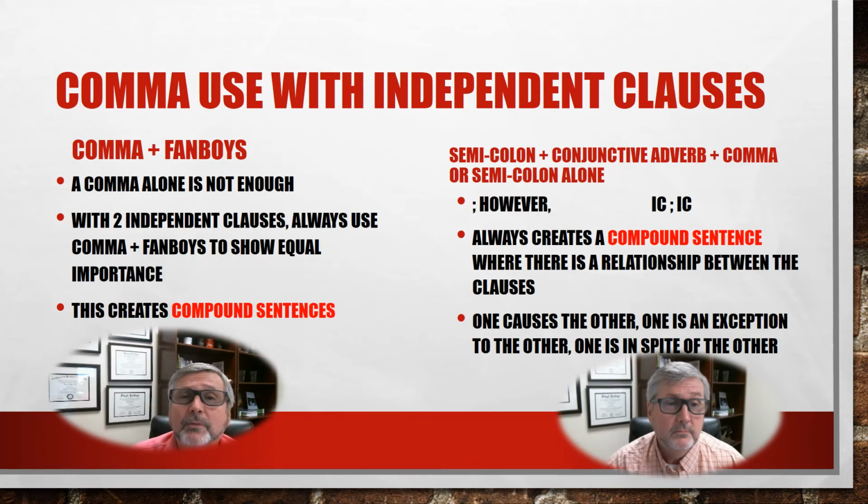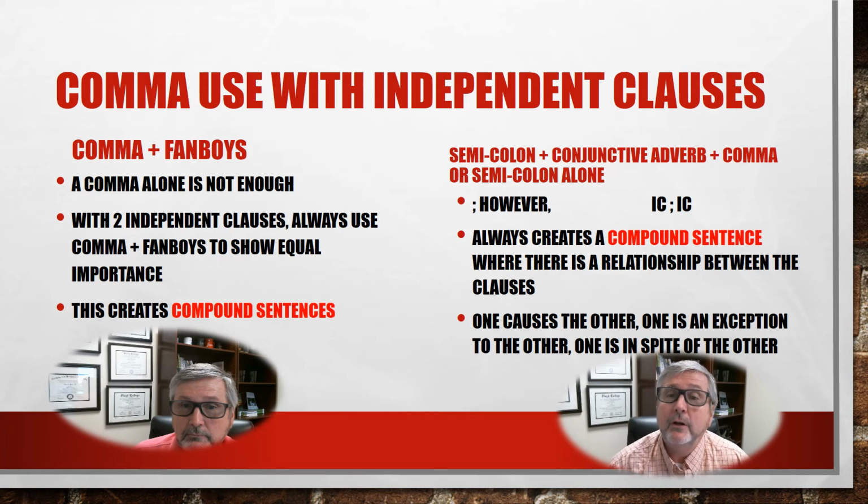So let's summarize about comma use. When we're connecting independent clauses, a comma is not enough. If we're connecting independent clauses or simple sentences, we must always use a comma plus a fanboys conjunction, otherwise known as a coordinating conjunction, to connect the independent clauses or simple sentences. And that means when we make that choice, we're telling our reader that those two independent clauses are of equal importance.